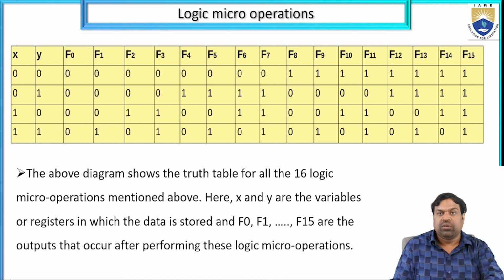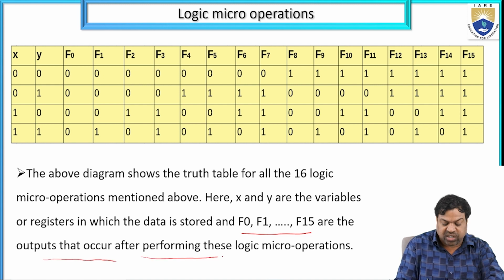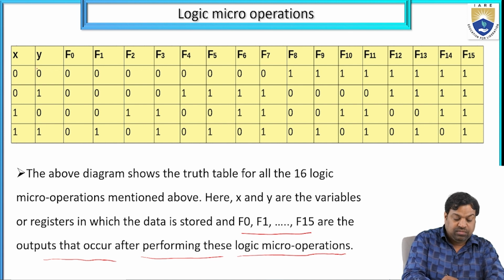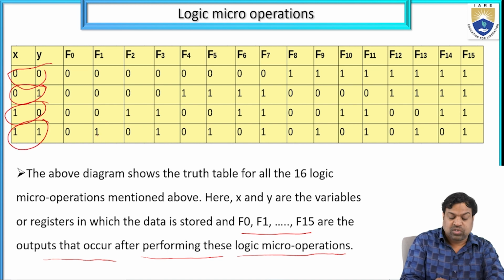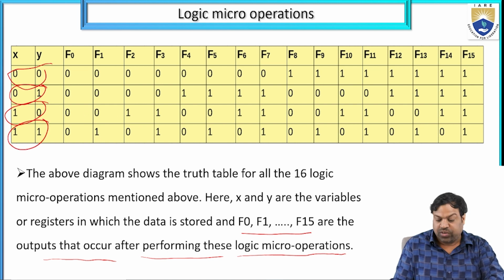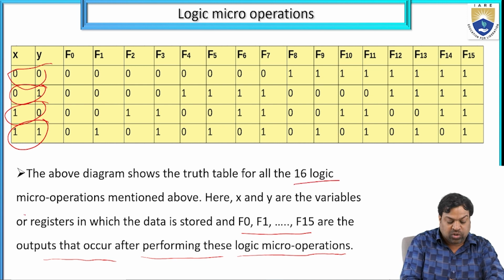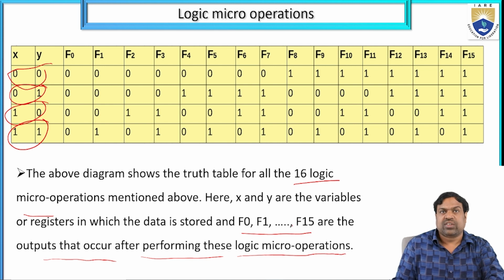The above table shows the 16 logic micro operations, and X and Y are the variables of registers. The data stored in F0 to F15 are the outputs that occur after performing these logic micro operations. So what are the input values? 0, 0, 0, 1, 1, 0, 1, 1. So what are the 16? F0 to F15 means a total of 16 logic micro operations are mentioned above. So X and Y are the input values and F0 to F15 are the output values. So these are the logic micro operations.